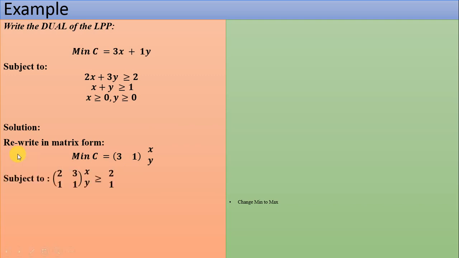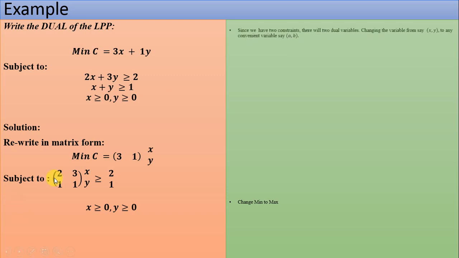At the constraint side, we have the variable x, y. This is [2, 3], [1, 1]. So when you do the matrix multiplication, you still have this back, and you have the sign which is greater than or equals to. At the right hand side we have [2, 1], and also the non-negativity constraint. So we have been able to rewrite the given primal in a matrix form.